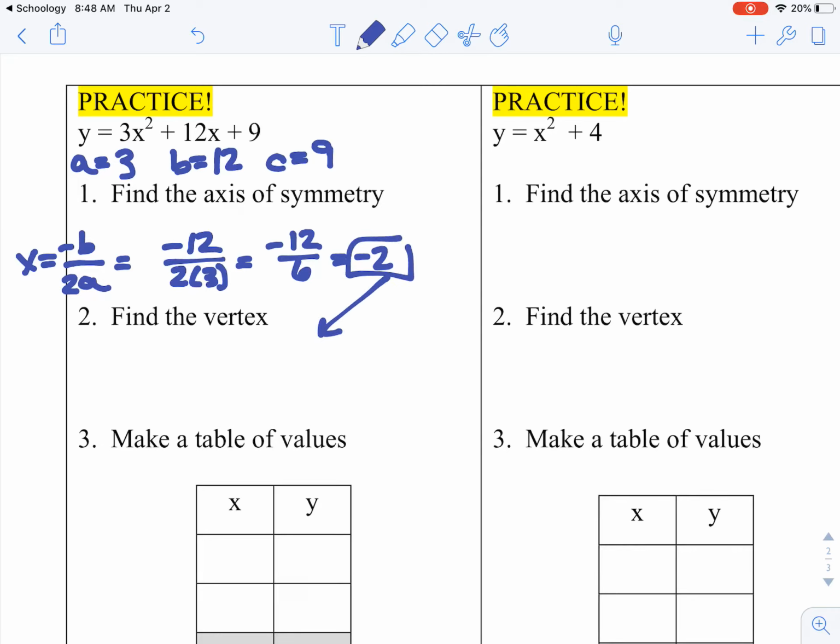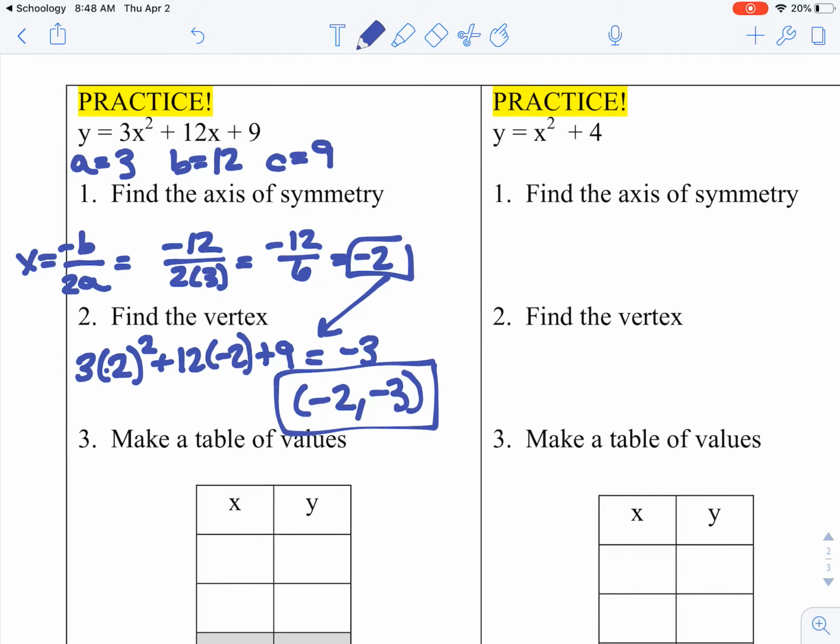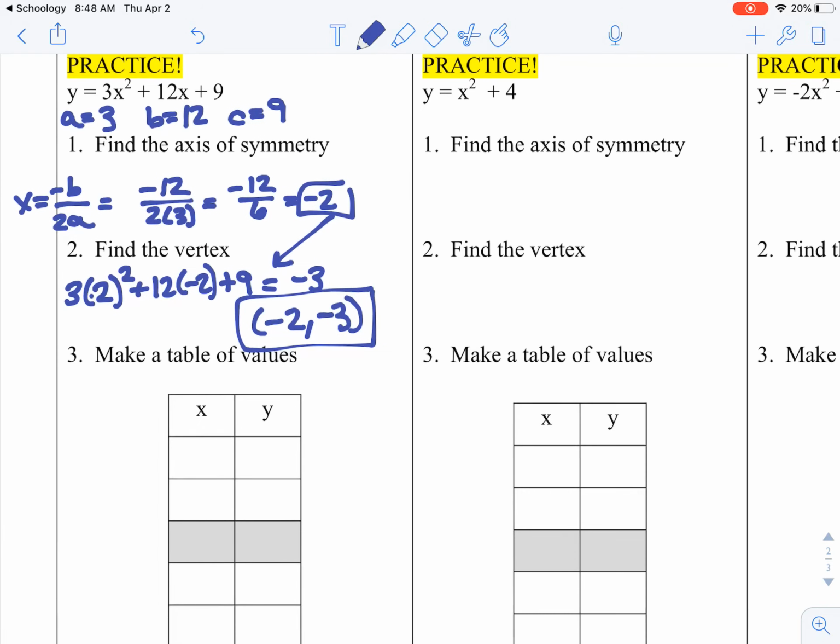We take that negative 2 and we're going to plug it into our original equation. 3 times negative 2 squared plus 12 times negative 2 plus 9. We're going to plug this in our calculator. Negative 3. So this becomes our vertex. So our vertex we put into the middle of our graph, negative 2, negative 3.